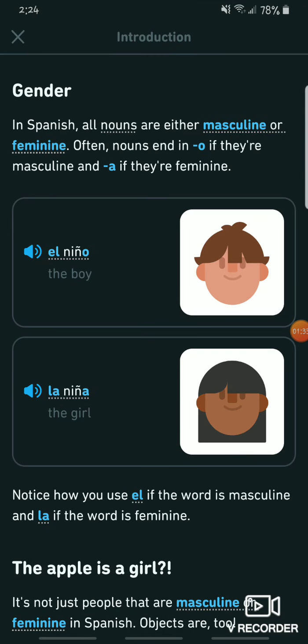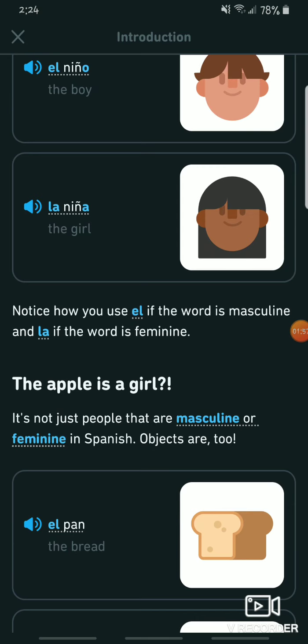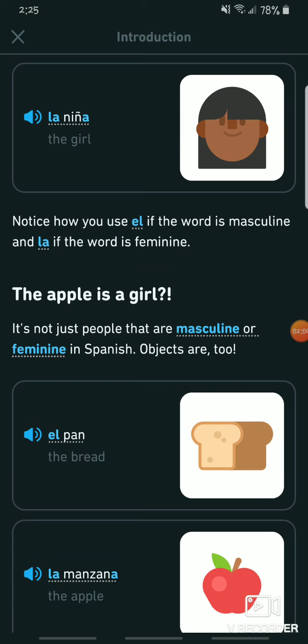Okay, so practice gender in Spanish. All nouns are either masculine or feminine. Often nouns end in O if they're masculine and A if they're feminine. El niño, the boy. La niña, the girl. Notice how you use el if the word is masculine and la if the word is feminine, which basically is like male or female.